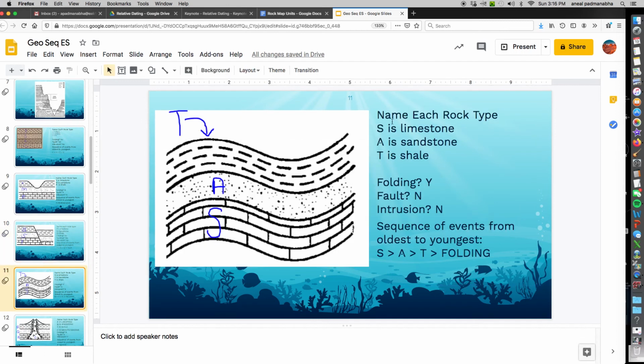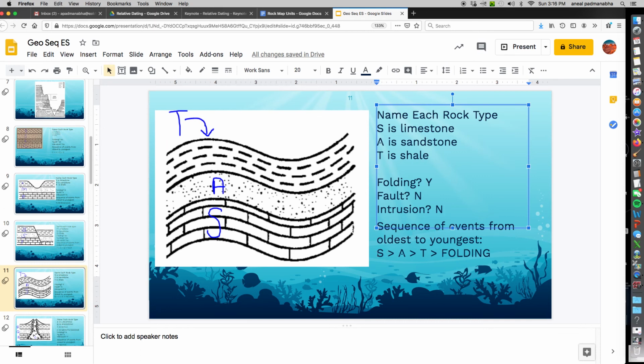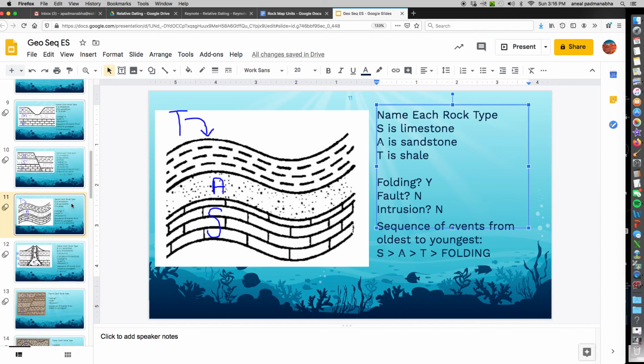This next one right here, S is limestone, you have A for sandstone, you have T for shale. I just randomly picked these letters. Folding, yes. Faults, no. Intrusions, no. So the sequence here was S was deposited, then A was deposited, then T was deposited, and then it was folded, is the order of events right there.